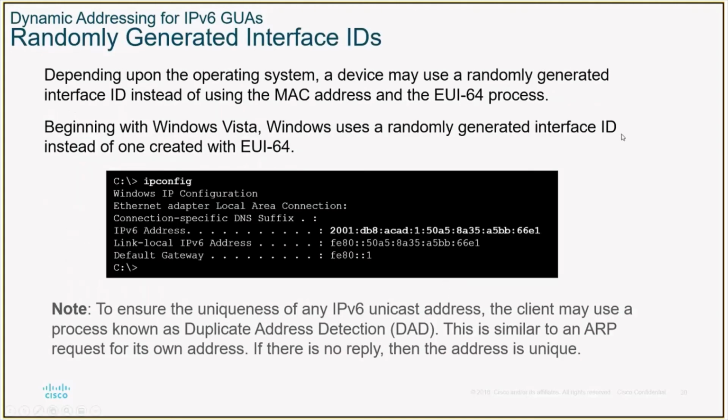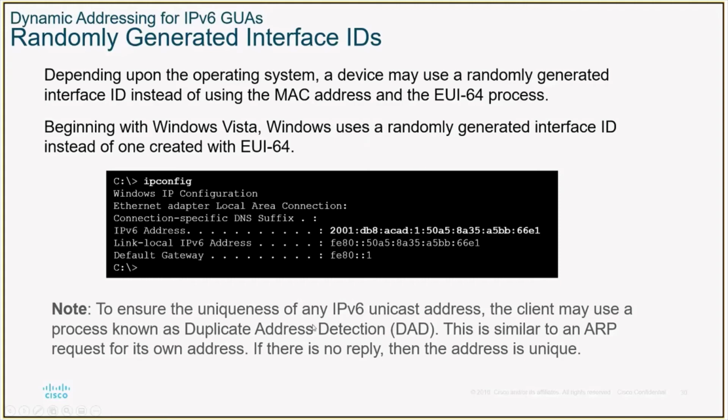When it comes to randomly generated device IDs, depending on the operating system, the device may use a randomly generated interface ID instead of the MAC address. Beginning with Windows Vista, Windows uses a randomly generated interface ID instead of one created using EUI-64.